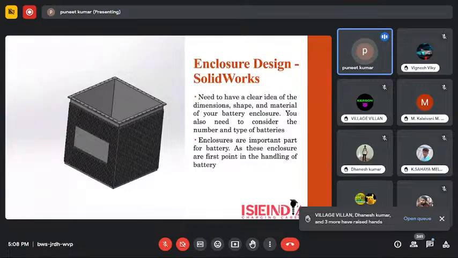So we have an enclosure, right? When we put these cells in the pattern, we cover them up with material like FR4, where FR stands for flame resistant material. So if some cell is bursting, these covers come in handy. They don't allow this burning to go out.